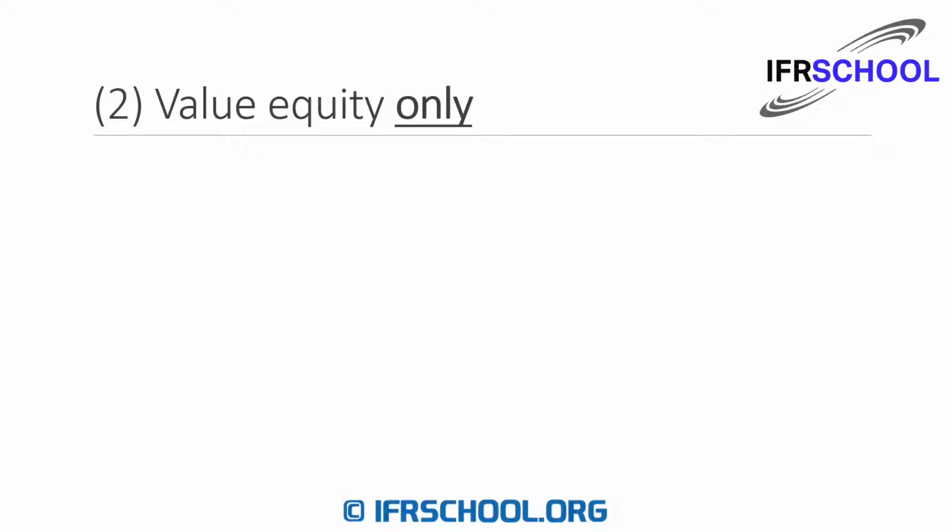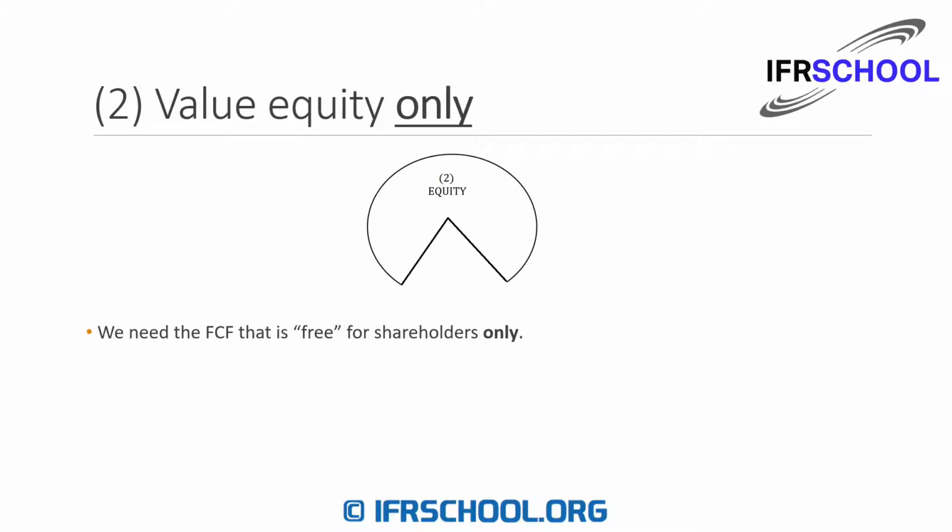We will now look at free cash flow to equity models, models which value the equity of the firm only. With free cash flow to equity models, we're not interested in valuing the whole pie. We're only interested in valuing the residual portion of the pie that belongs to equity providers, the firm's shareholders. So we need a measure of free cash flow that is free for shareholders only. In other words, we need an estimate of free cash flow after the debt holders have taken their fixed share of the pie. Let's consider how we might arrive at this figure.